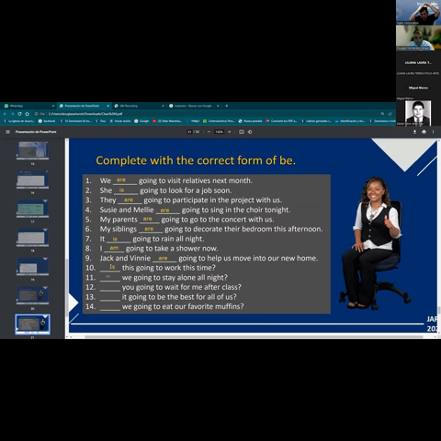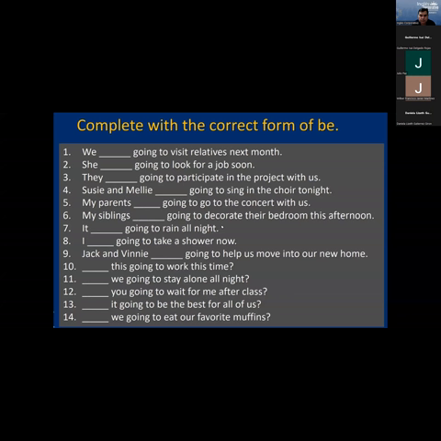The key is are going, yeah? Yes. Are. In the 12, are going to wait? The 13? Oh, no. Is. Go to the concert. My siblings are going. Hermanos. It's R because it's plural.